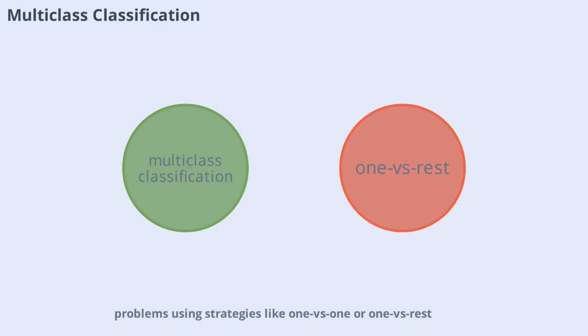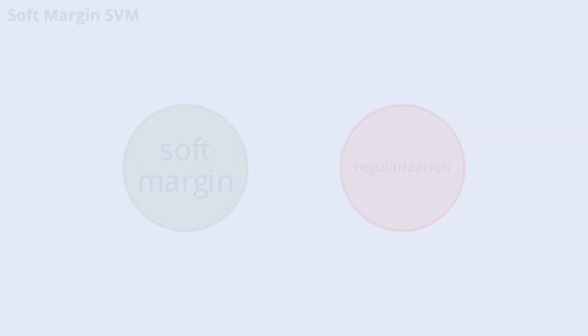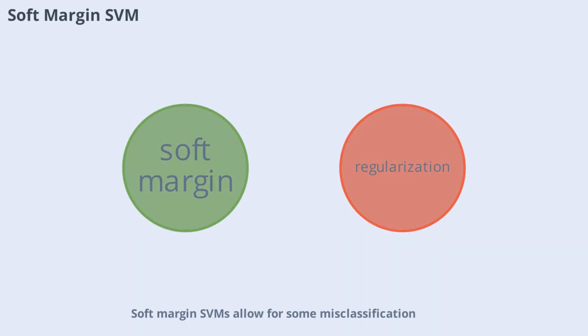While SVMs are inherently binary classifiers, they can be extended to handle multiclass problems using strategies like 1vs1 or 1vsrest. These approaches break down multiclass tasks into multiple binary classification problems, allowing SVMs to tackle more complex scenarios.